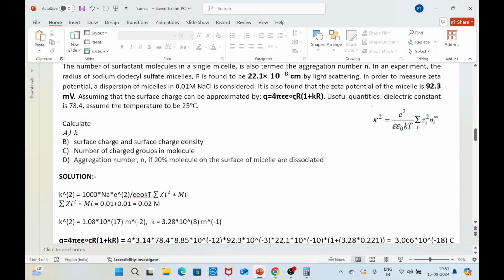For calculating the aggregation number, you don't have any specific formula, unlike other cases. It's just that once you calculate the value of kappa, you can easily calculate the other three parts of this question. So you just need to concentrate on question D, the second part of the question. If 20% of molecules on the surface of the micelle are dissociated, why is that information given in that question?